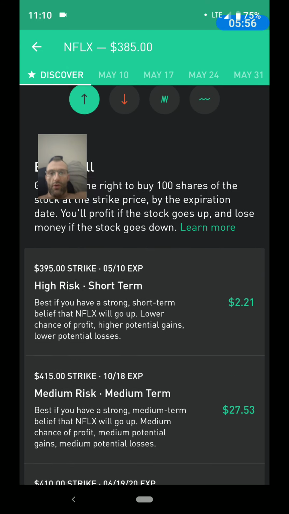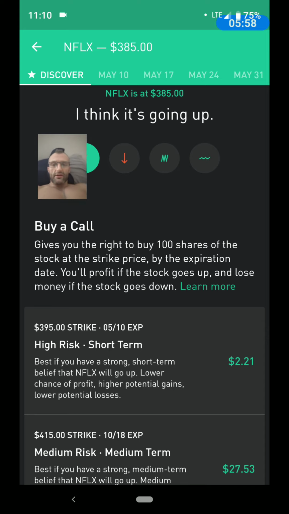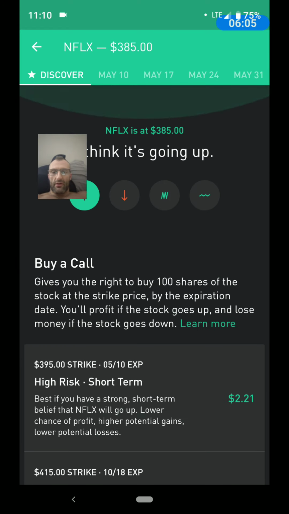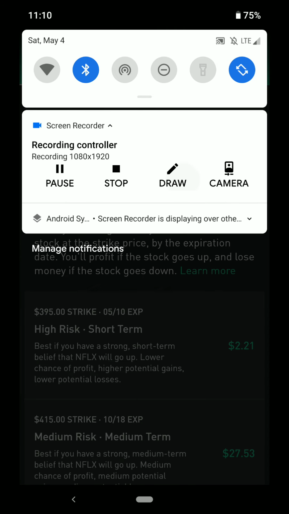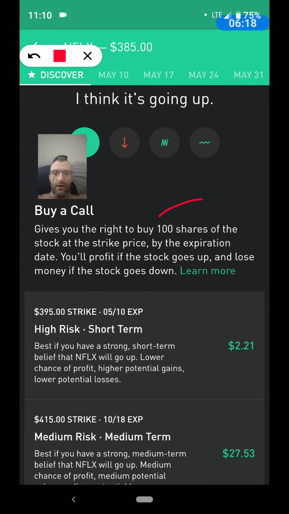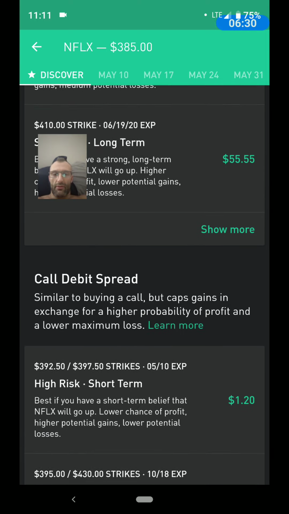So when you get in here, because a lot of people who are using Robinhood don't necessarily know a ton about options, it gives you a little bit of help, like right here, buy a call. It gives you the right to buy 100 shares. As I mentioned, each option has a leverage of 100 shares, at the strike price by the expiration date. You'll profit if the stock goes up and lose money if not. And then you can obviously click on the learn more and get more information about it.